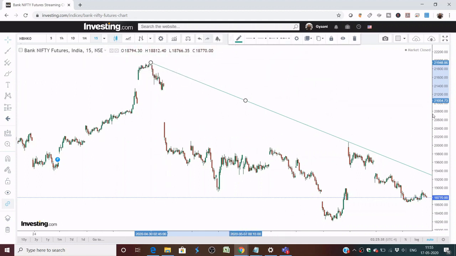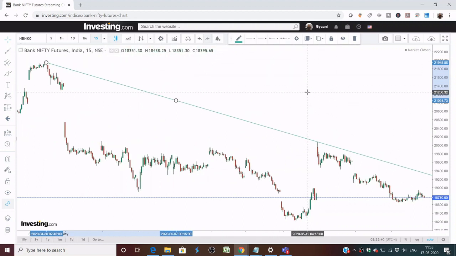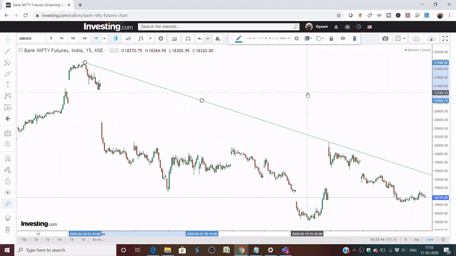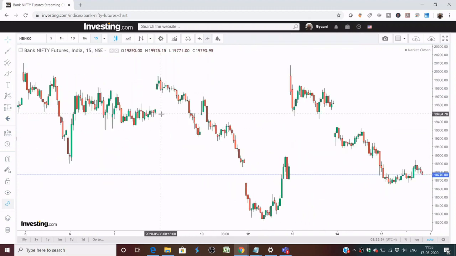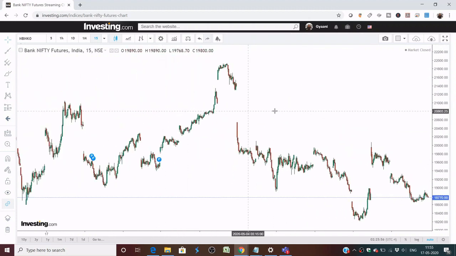Today we are going to review Bank Nifty. Today we'll remove all the indicators and just try to look at the price action and see how we can identify the trading zones where we can take an entry and exit. So let me delete this. We are on investing.com. So this is a 15-minute time frame.